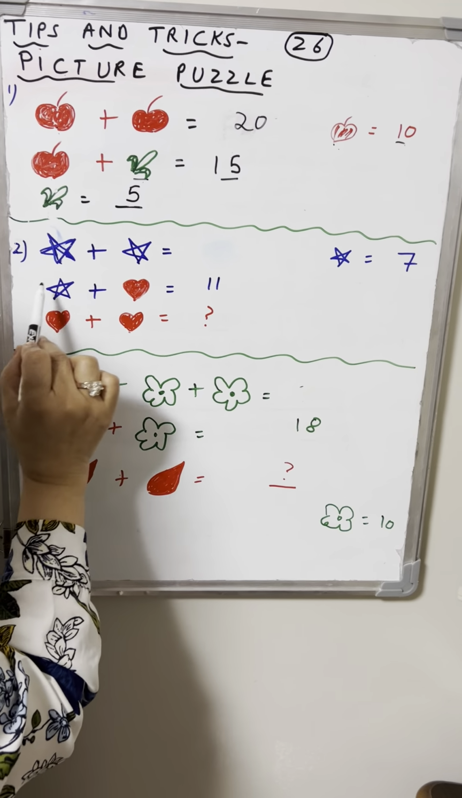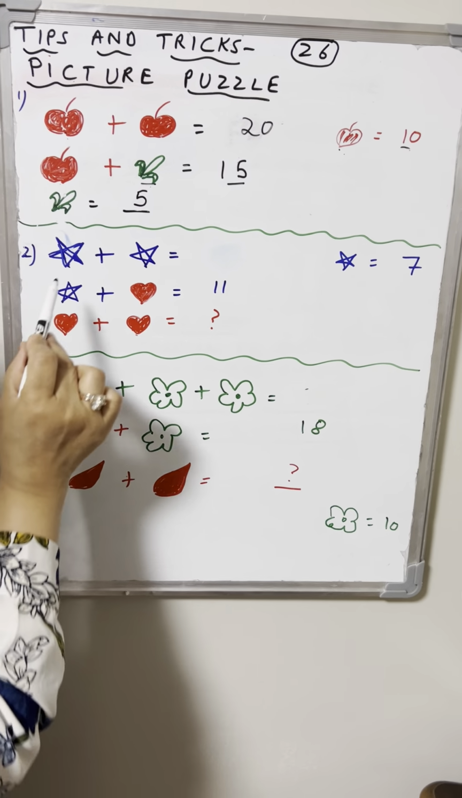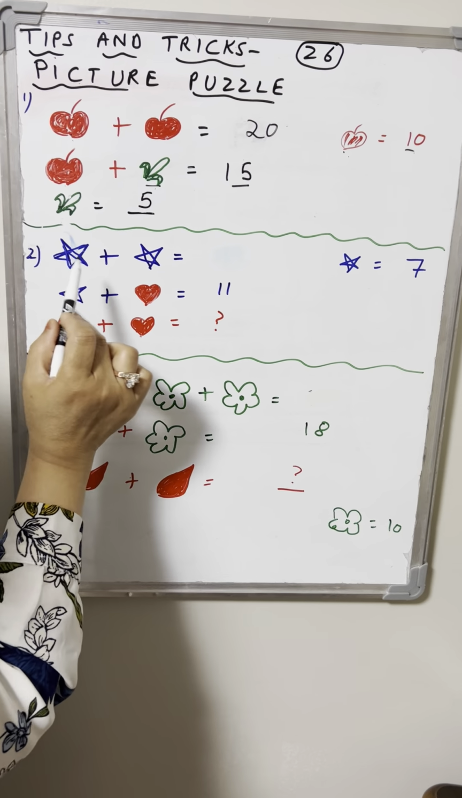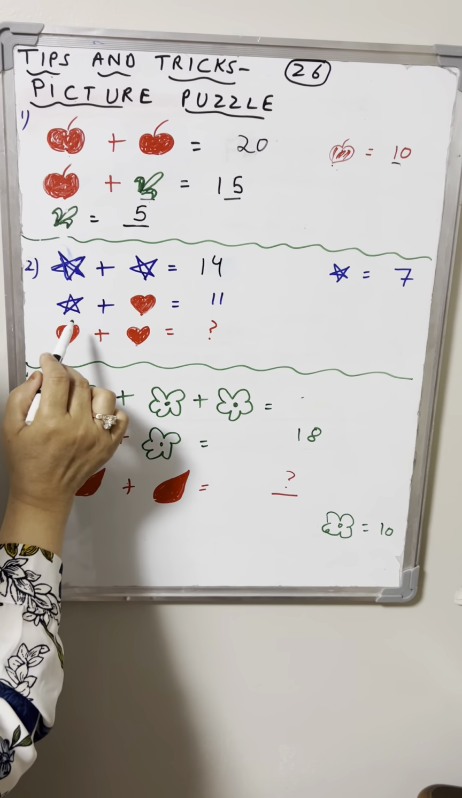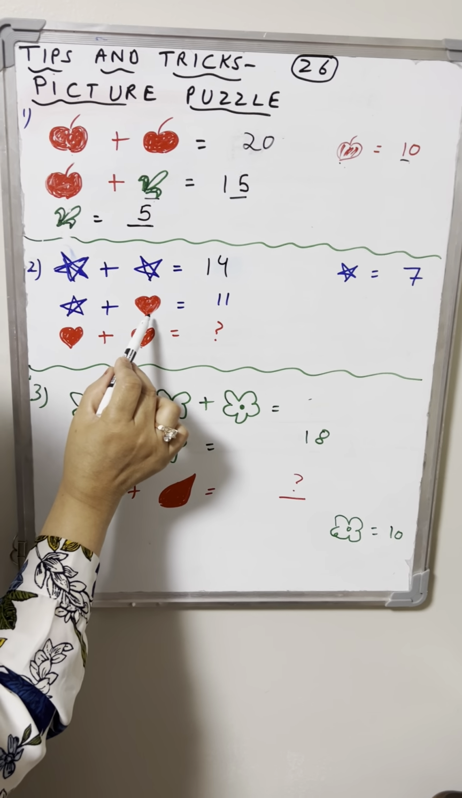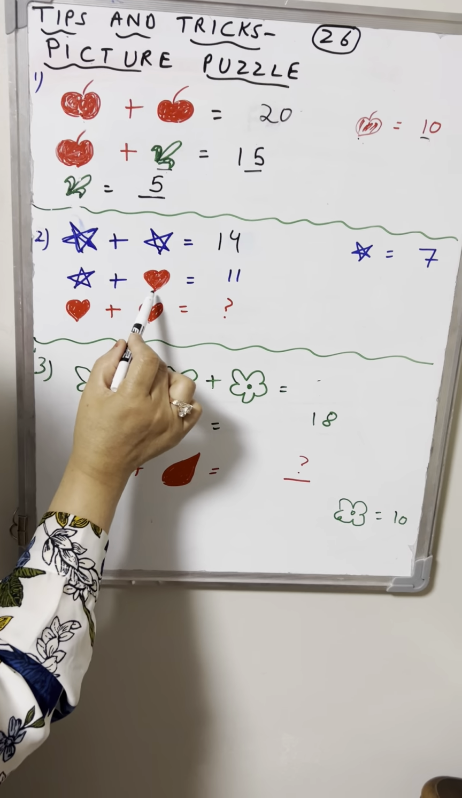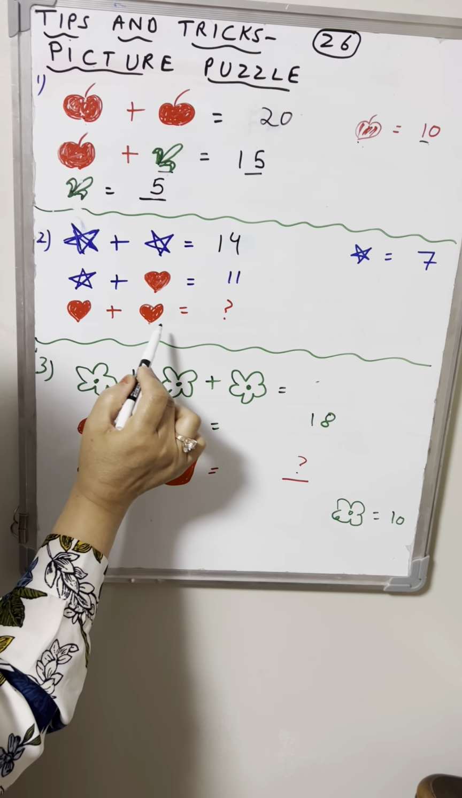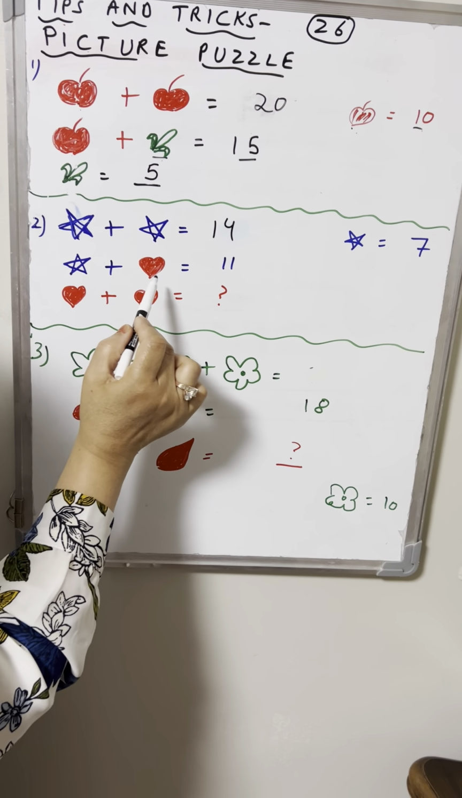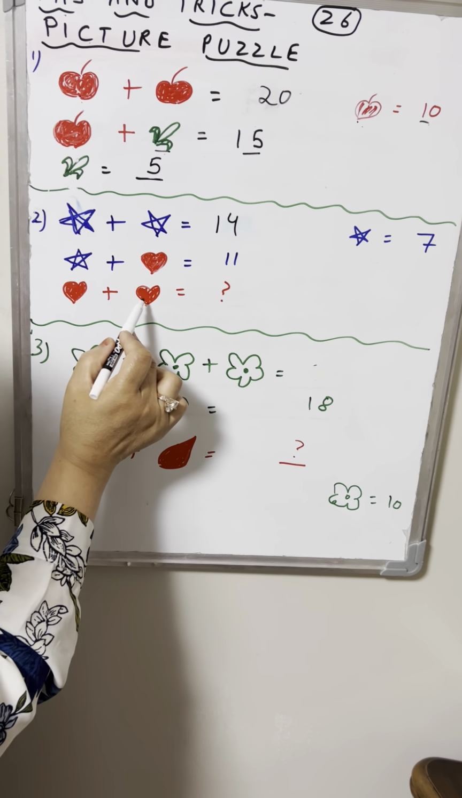We have stars here, stars and hearts. The value of one star is 7. So what will be the value of two stars? 7 plus 7, 14. Now here we have one star and one heart. It gives you 11. So now you should know the value of heart, then only you can do this third part. So star and heart gives you 11. So what will be the value of two hearts?